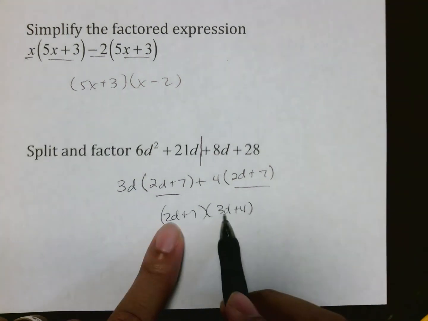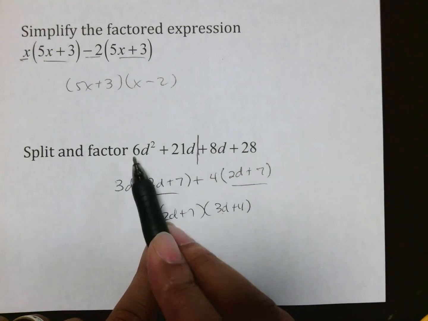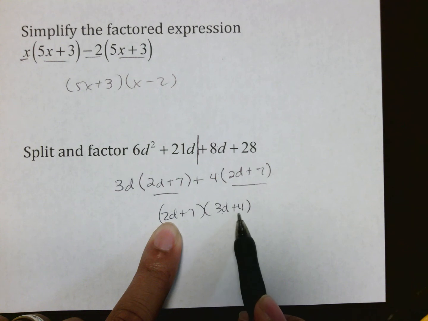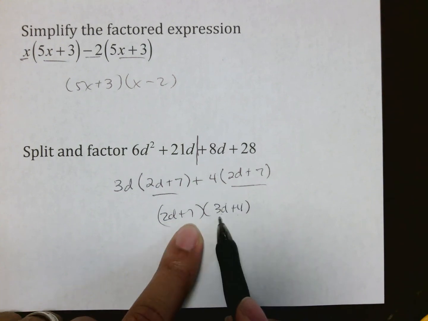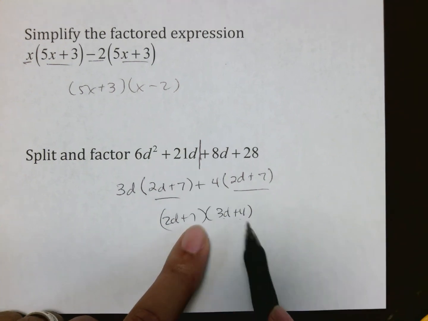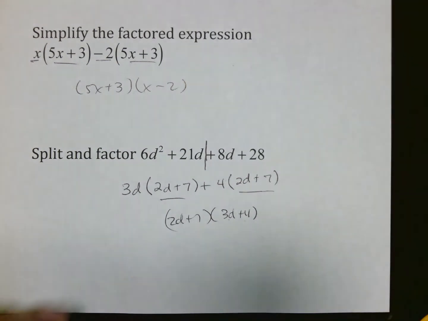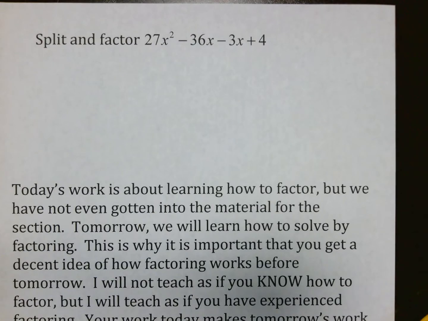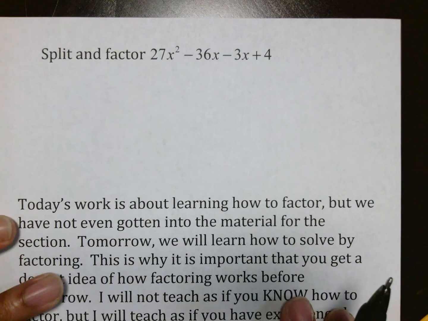And look at this. 2d times 3d makes 6d squared. 2d times 4 makes 8d. 7d times 3d makes 21d. 7 times 4 makes 28. So really, you just kind of put them all into a nice packaged form. One more.